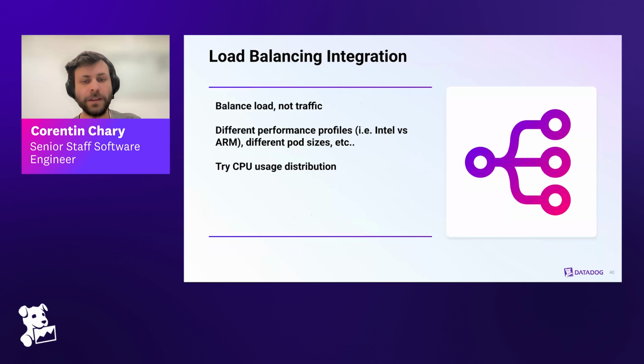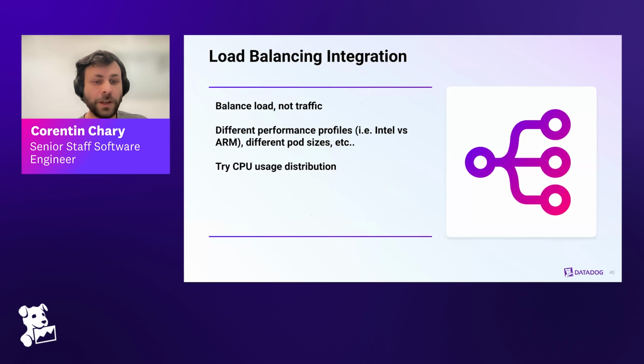What does that mean? For example, last year, we moved part of our infrastructure to ARM, and these machines have a very different performance profile than the ones that we were using before. And we had to make sure that the load balancer would account for the actual load that it was seeing and not just try to simply spread the traffic. Otherwise, we would clearly see imbalances between the old and new kinds of machines.